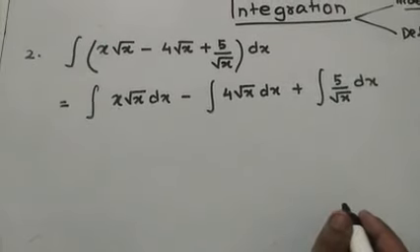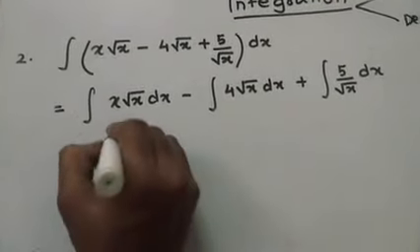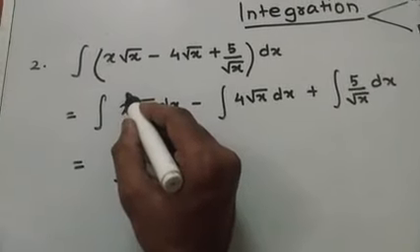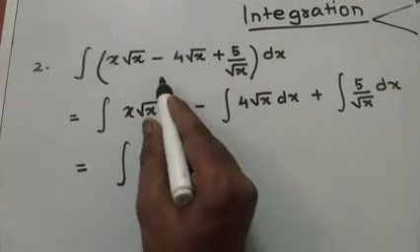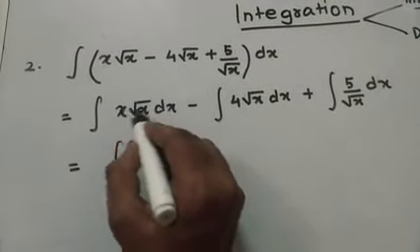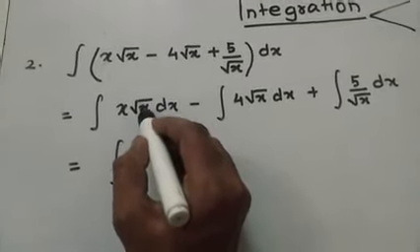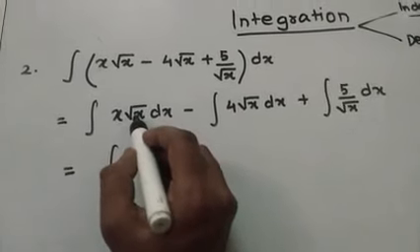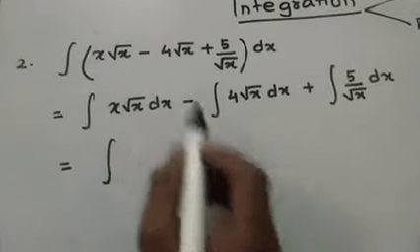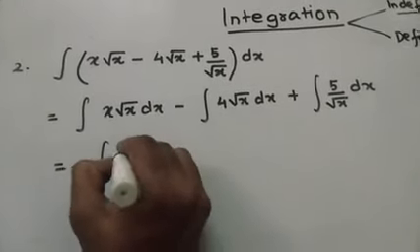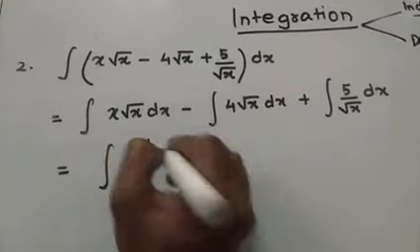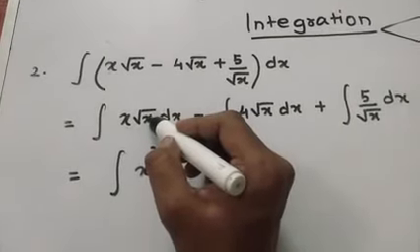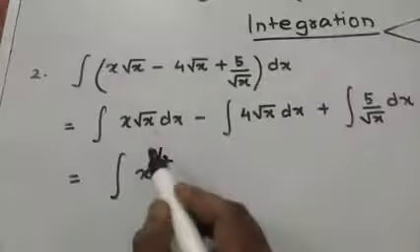Now, x into root x: if you add their powers, the power of x is 1, and root x means the power of x is half, and they are in the form of multiplication. We know that in multiplication, if the bases are the same, the powers are added. So we can write x to the power 3 by 2, since 1 plus half is 3 by 2.